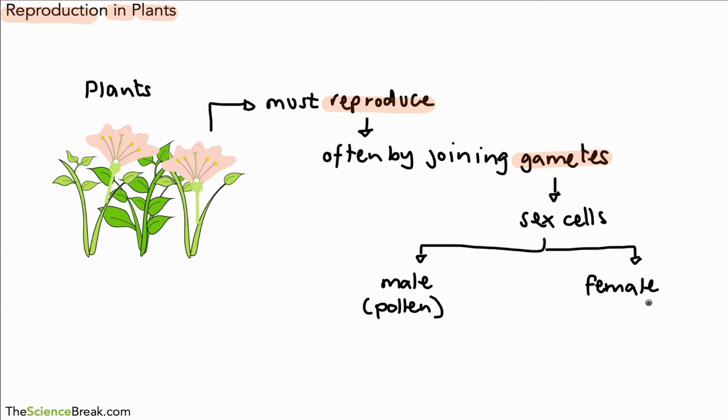female, and these would be what we call ova or eggs. Eggs is another way of saying ova. If you have just one, we call that an ovum. It's just a science word for eggs that can be fertilized.